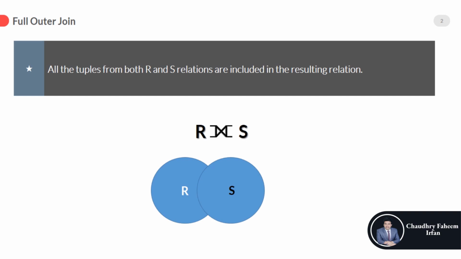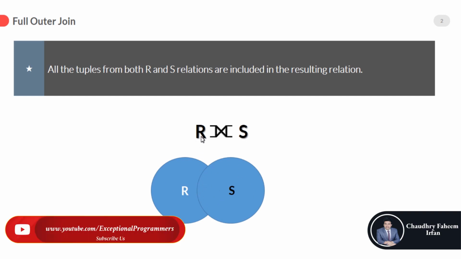Look at the Venn diagram. R and S both are included, and look at the symbol, which is a bow tie with both sides open.